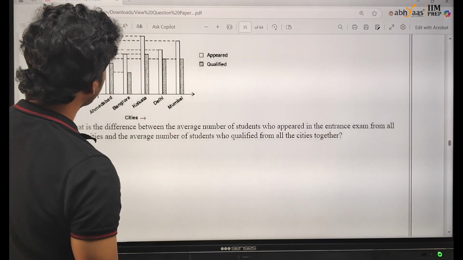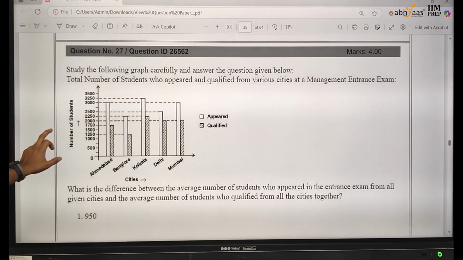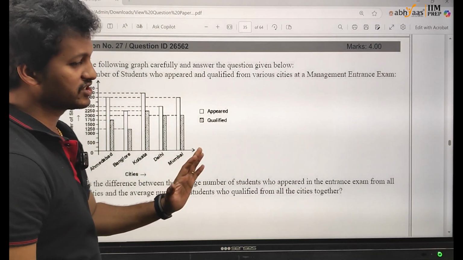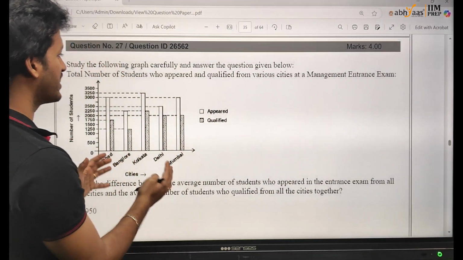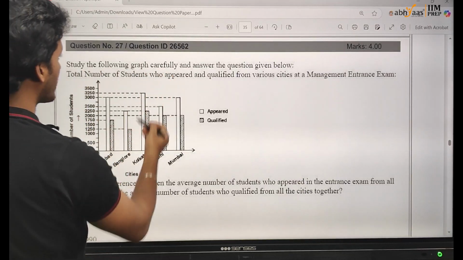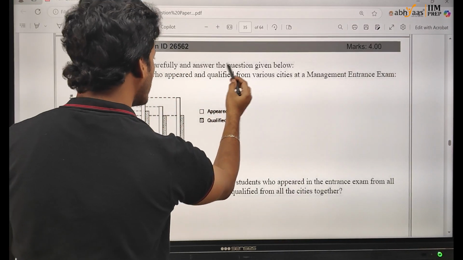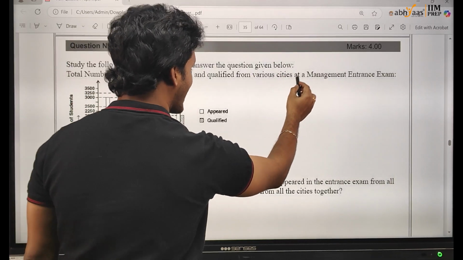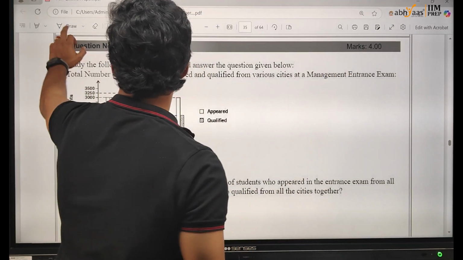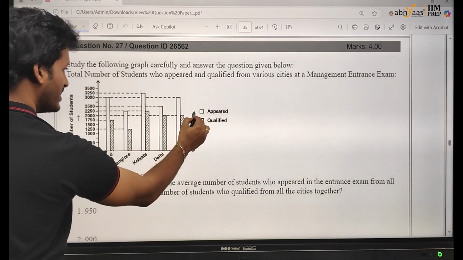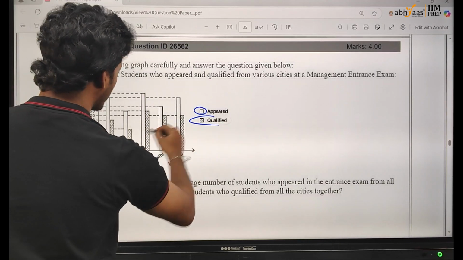Now coming to the data interpretation. Whenever we solve data interpretation, first we have to process this data and understand it. Study the following graph carefully and answer the given questions below. It shows the total number of students who appeared and qualified from various cities at a management entrance examination. The white bar represents appeared and this one represents qualified.